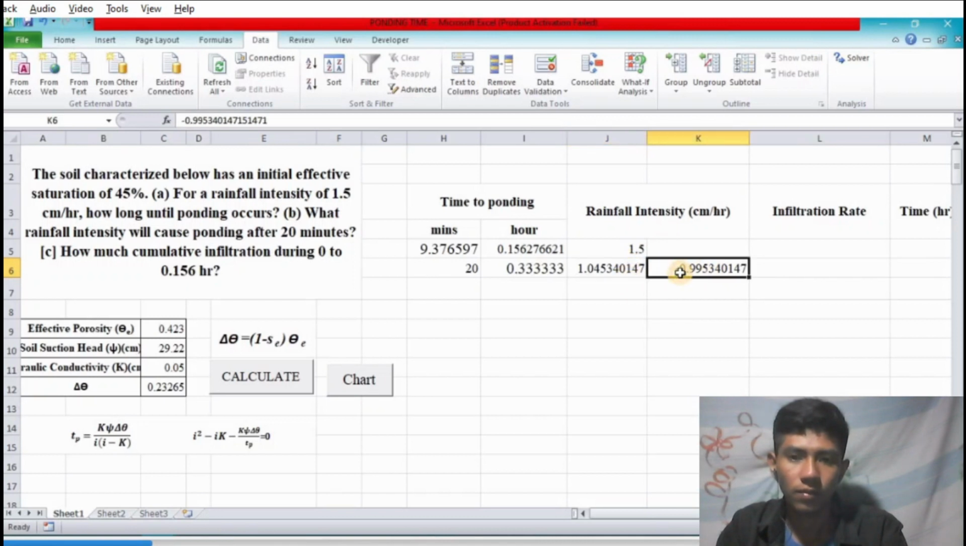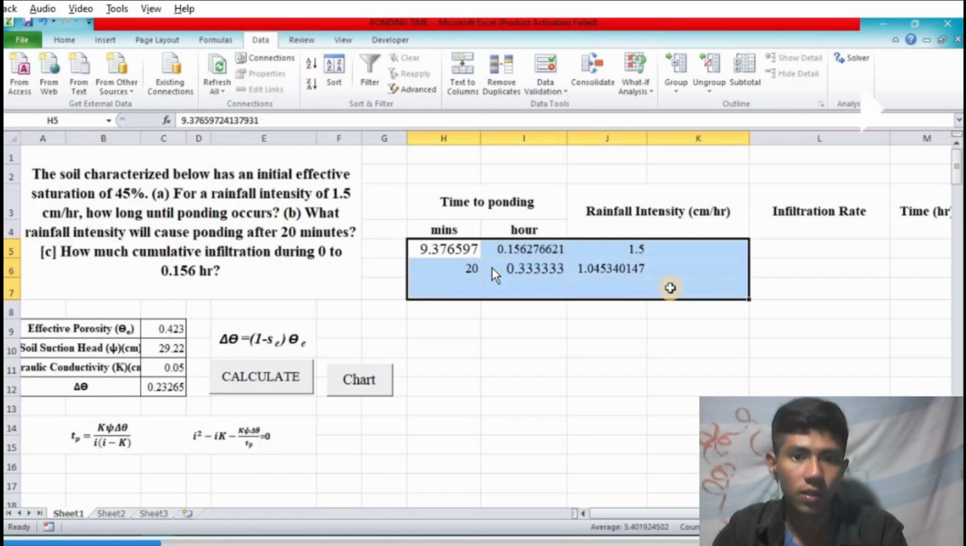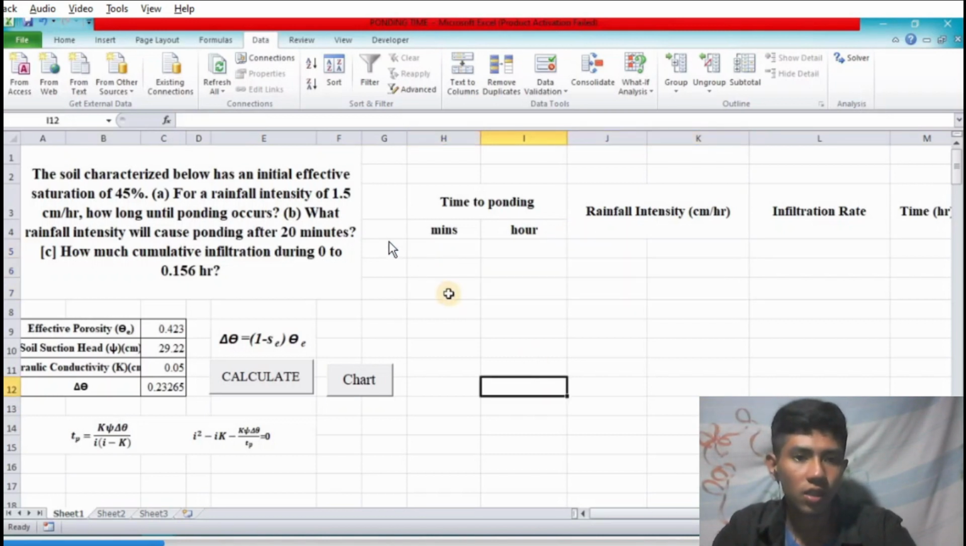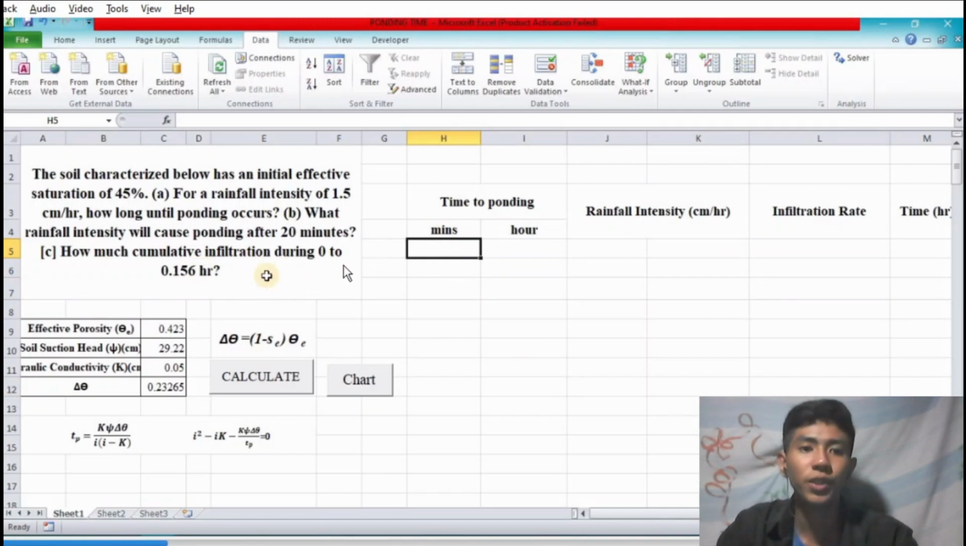The positive one. This is the rainfall intensity needed for these given parameters of the soil, this type of soil, to start ponding at 20 minutes. Okay, let's answer C. How much cumulative infiltration during 0 to 0.156 hours?